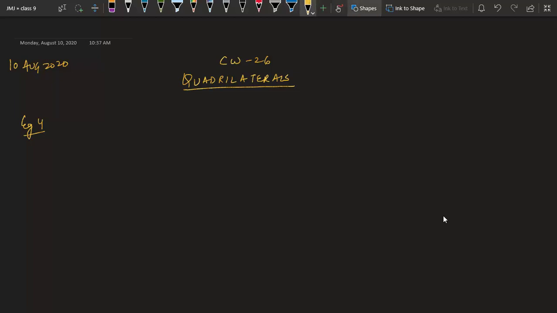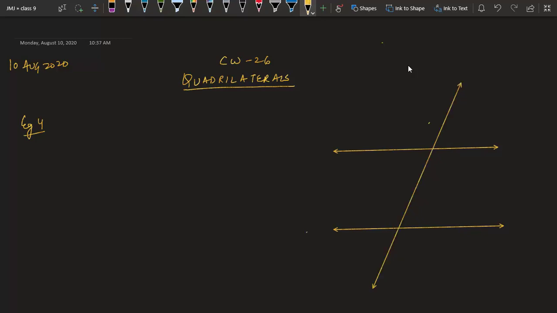So there are two lines L and M. Let me draw the lines. Line L and line M intersected by a transversal like this. So the first thing given to us is that line L is parallel to line M. Then we have a transversal P. The first thing given is L parallel to M.